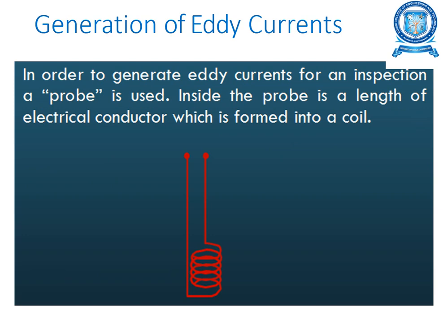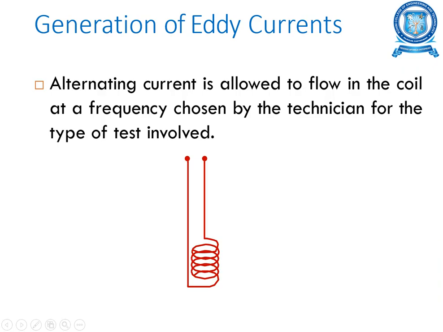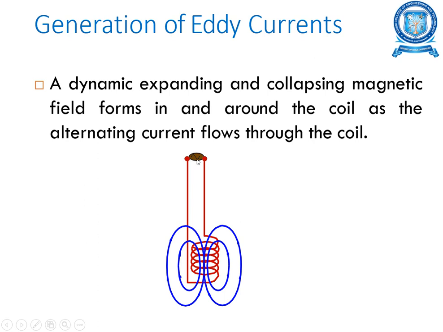So we'll see this animation of the generation of eddy current. In order to generate eddy current for inspection, a probe is used. So this is a probe, and inside the probe you have this length of electrical conductor which is formed in the form of a coil. And alternating current is allowed to flow in the coil at a frequency chosen by the technician for the type of test. So you can see here this alternating current is supplied to the coil, and a dynamic expanding and collapsing of this magnetic field forms in and around the coil as the alternating current flows through the coil.